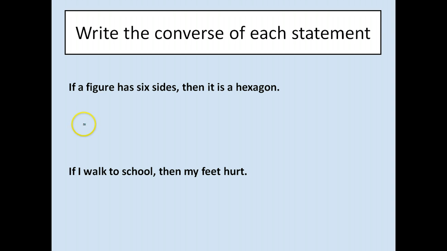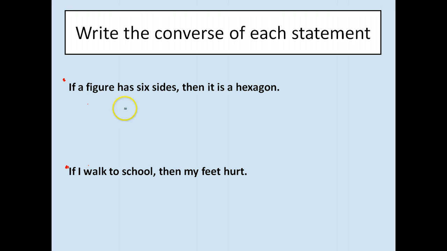All right, write the converse of each statement. Okay, if a figure has 6 sides, then it is a hexagon. So what do we do on a converse? And here's our second one. If I walk to school, then my feet hurt. Okay, so I have both of those. I have the answers on my next slide. Take a look at them. What do you think? What is the converse going to be for each of these statements? So remember what the converse does.